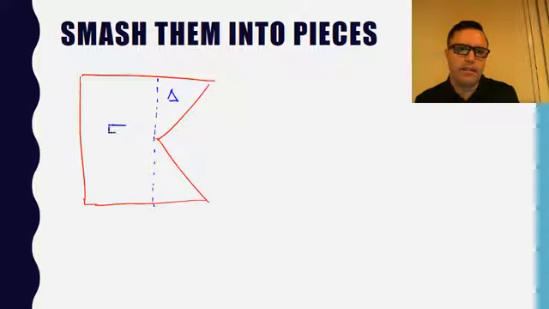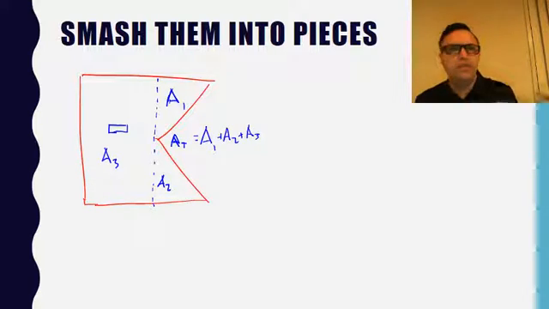I'm sure you can see that we can break this up. There's a triangle here, there's a rectangle here, and there's a triangle here. So the total area for this thing will be the area, let's call this area 1, area 2, and area 3. So the total area here will be area 1 plus area 2 plus area 3. Fine, you can find the areas of the rectangle and those triangles.